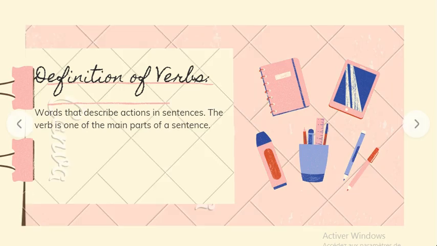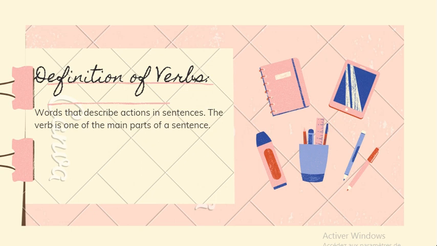Starting first with the definition of verbs. Well, a verb, of course, is a word that describes actions in a sentence. I mean, it's a word that describes or tells us about what the subject of the sentence is doing. So the verb is one of the main parts of the sentence.